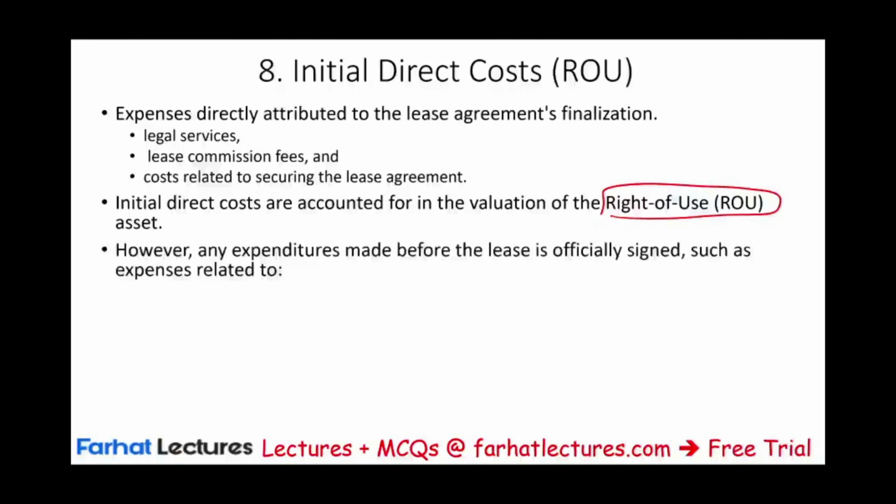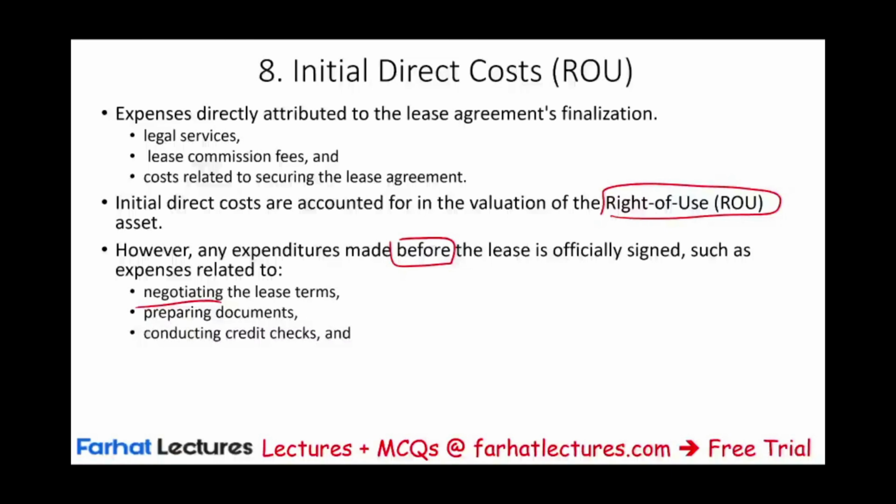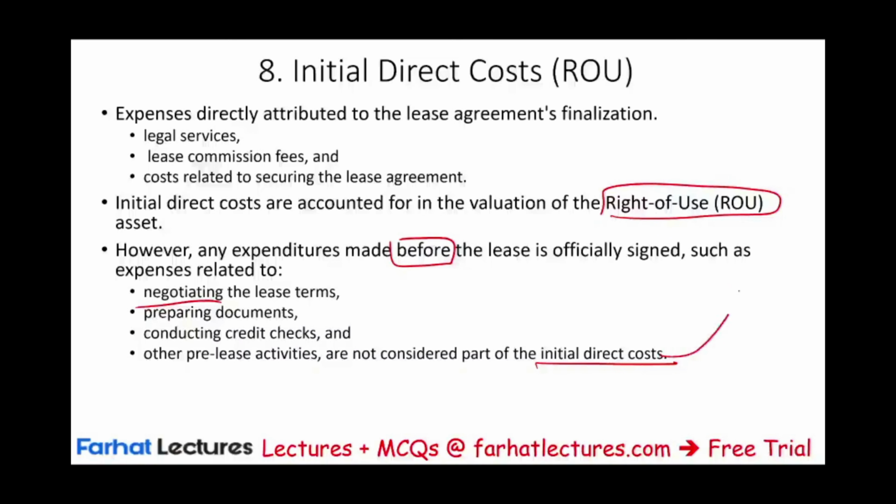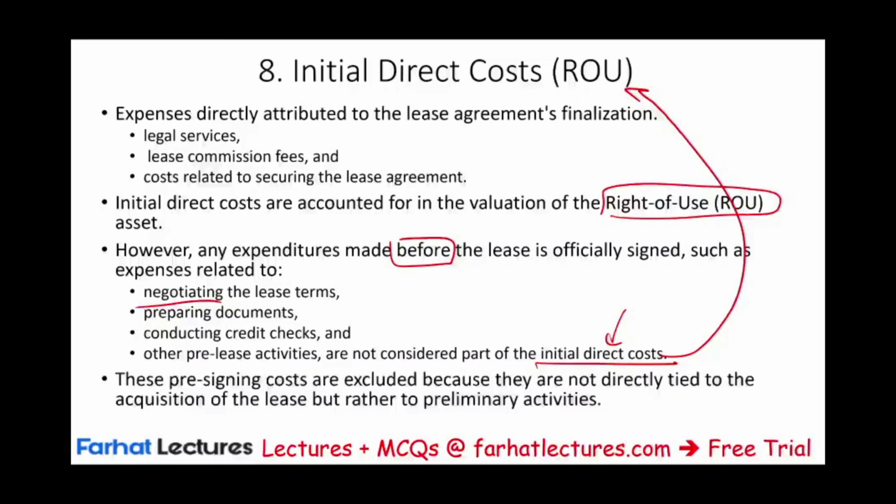However, any expenditure made before the lease is officially signed, such as expenses related to negotiation, preparing documents, conducting credit checks, and other pre-lease activities, those are not considered initial direct costs. Usually they will tell you whether they are initial direct costs or not, and you need to know they are added to the asset. So these pre-signing costs are excluded because they are not directly tied to the acquisition of the lease, but rather to preliminary activities.